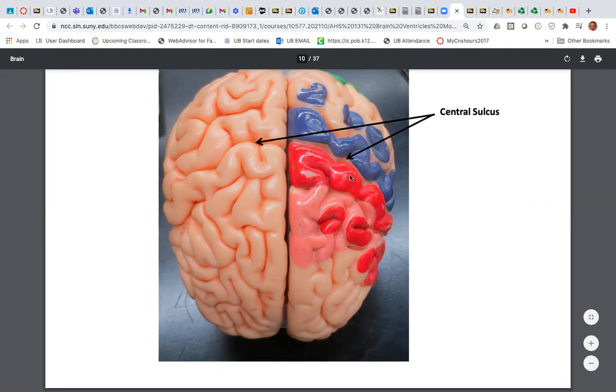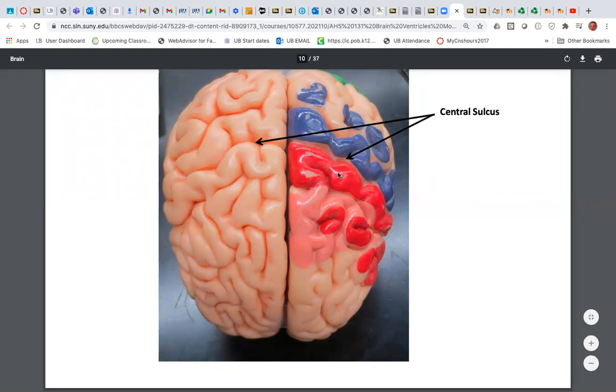So the red structure, which is in front of the central sulcus or comes before the central sulcus, is referred to as the pre-central gyrus. Pre-central gyrus. And what's behind it in the blue is the post-central gyrus. So you have pre in the front, pre-central gyrus, and post-central gyrus in the back. And those two are separated by this central sulcus.